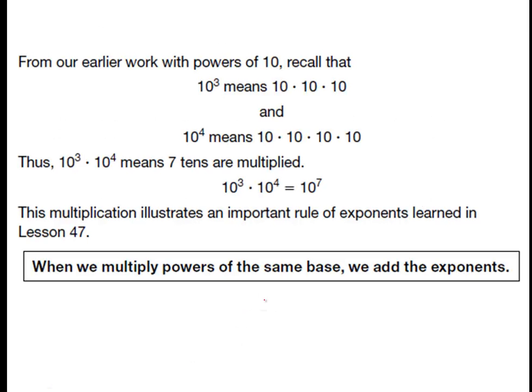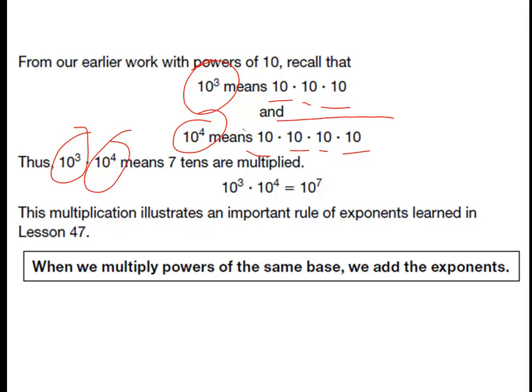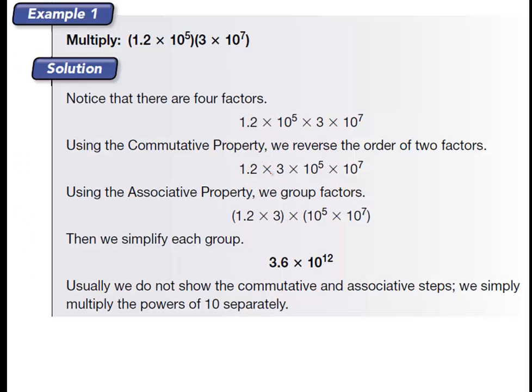All right, so we know from prior lessons that when we see 10 to the third power, that means 10 times 10 times 10, or if it's the fourth power, it would be 10 times 10 times 10 times 10. So if we were to multiply these two together, we'd have 7 total tens. So that's 10 to the 7th power. Or as we know, when we multiply, we add our exponents. We should all know that when we multiply powers of the same base, we add the exponents. And that's easy enough to do. I think we all know how to do that. So let's see how we do this with our scientific notation.